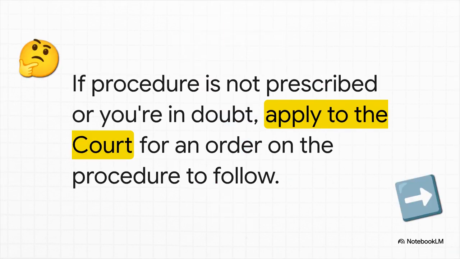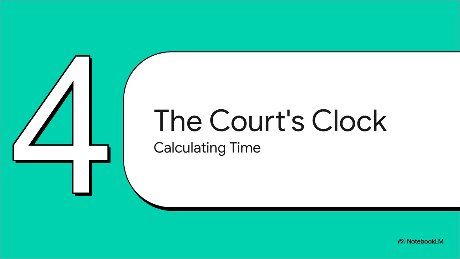Thankfully, there's a rule for when there is no rule. It's Rule 1.21. And it says that if the procedure isn't laid out, or if you're just not sure, you apply to the court for directions. You basically go to the judge and say, hey, we're not sure how to do this, can you tell us? It's a fantastic tool that lets the court create a procedure on the fly to keep things moving. So when you're lost in the woods, remember your compass. Rule 1.21.